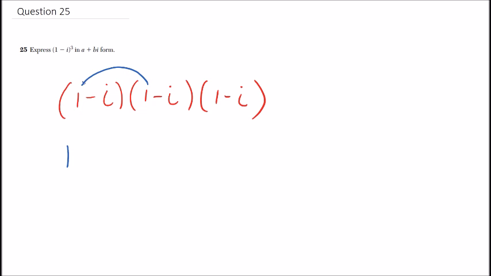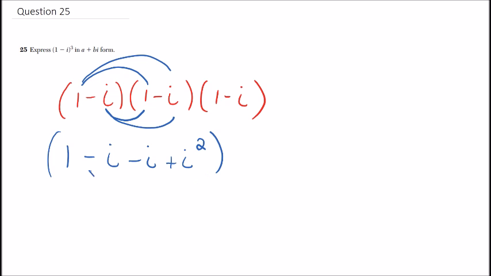So 1 times 1 is 1. 1 times negative i is negative i. Negative i times 1 is negative i. And then negative i times negative i is a positive i squared. So combining my like terms here, negative i and negative i, that would become negative 2i plus i squared.